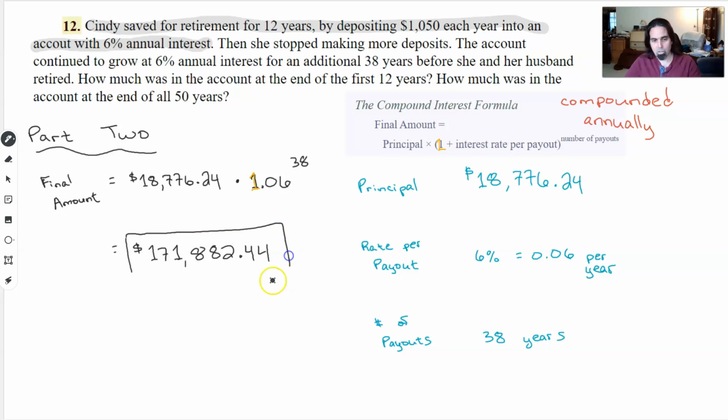Is that enough to retire on? You'll have to read the other parts of the lecture to find out what a reasonable goal for retirement savings actually is. But that's our answer to this problem.